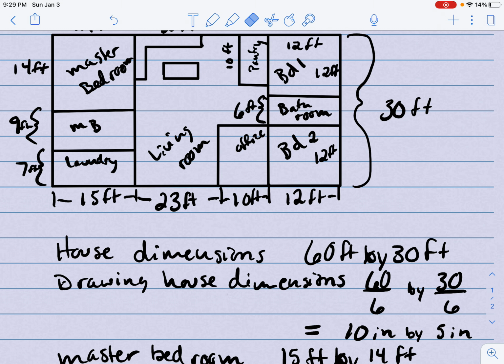60 divided by 6 gives us 10. 30 divided by 6 gives us 5. So when we draw this on our paper, the length of our house should be 10 inches long, and the width should be 5 inches long.